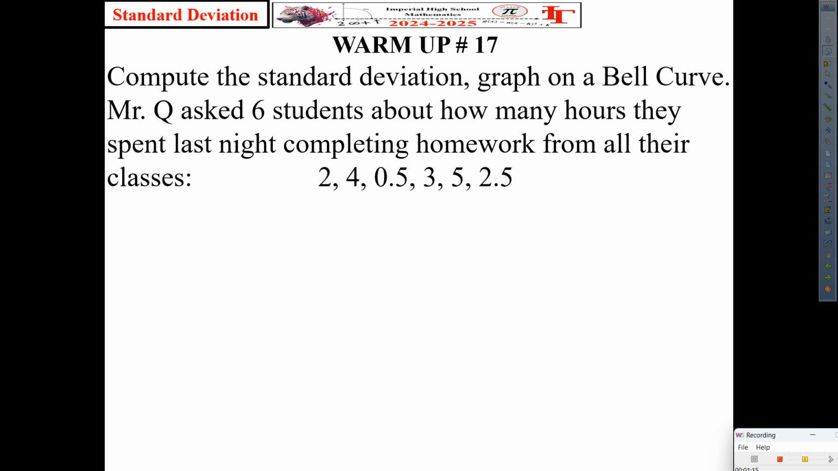All right. So warm-up number 17 reads: compute the standard deviation and graph on a bell curve. Mr. Q asked 6 students about how many hours they spent last night completing their homework from all their classes. One student said 2 hours. Another one said 4 hours. Another one said only half an hour of homework time. What? Another one 3 hours. Another one 5. And another one 2.5 hours. So, what do I do first?